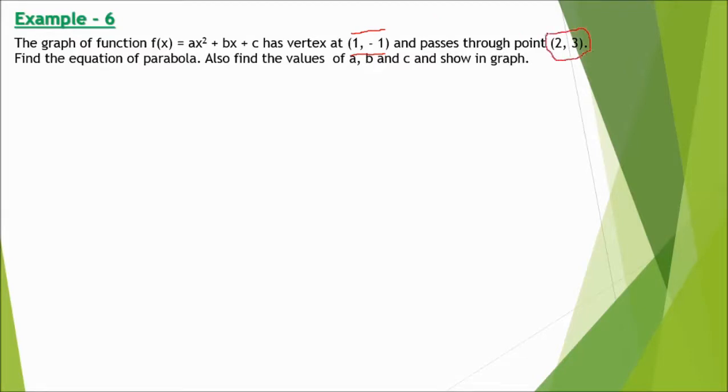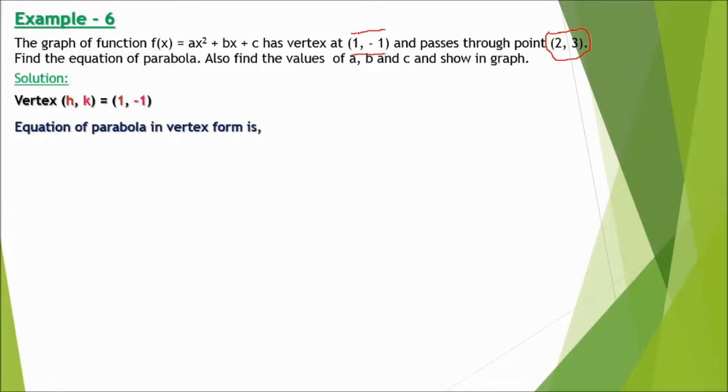So, in this case, we are going to use another equation, not the standard equation. We are going to use the equation of a parabola in vertex form. Now, vertex (h, k) is equal to (1, -1). That is, the value of h is 1 and k is -1. An equation of a parabola in vertex form is, you know, y = a(x - h)² + k. Now, the values of h and k can be substituted.